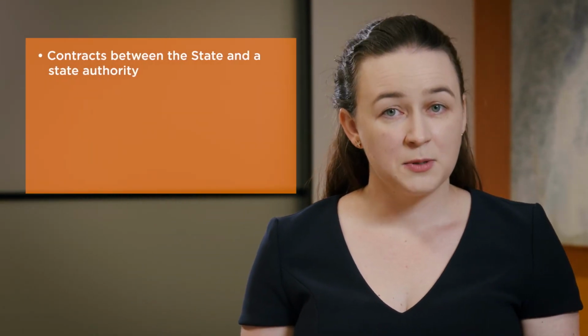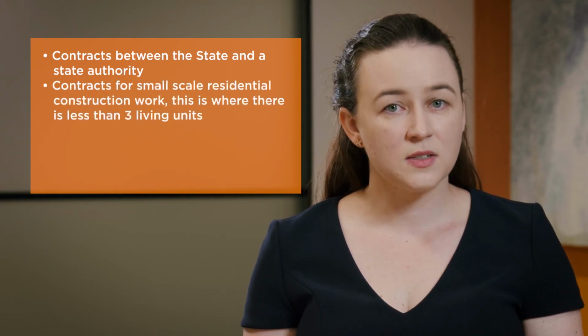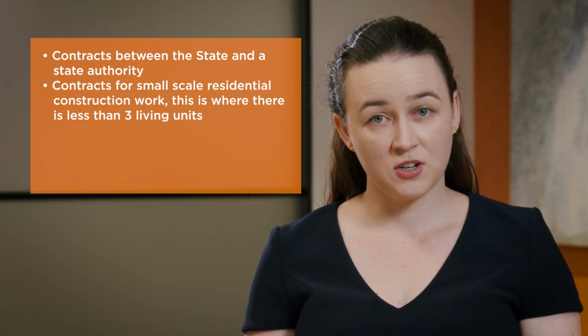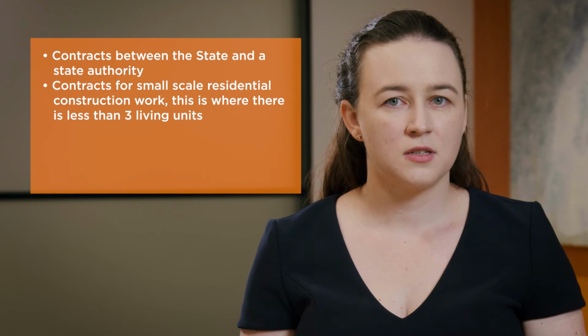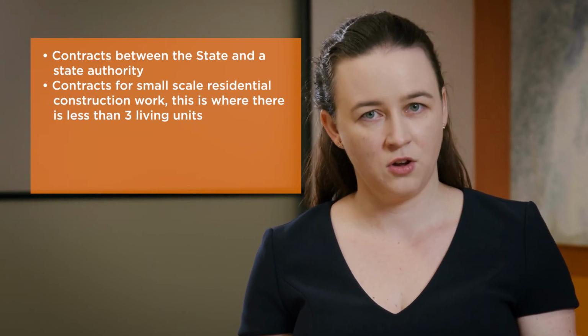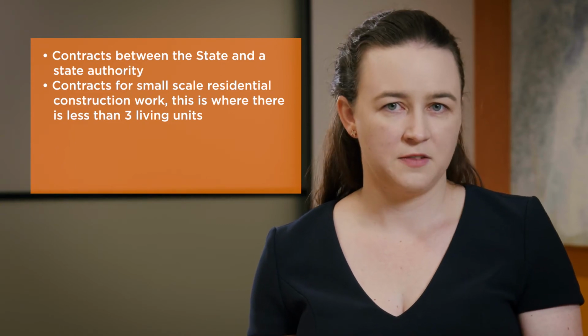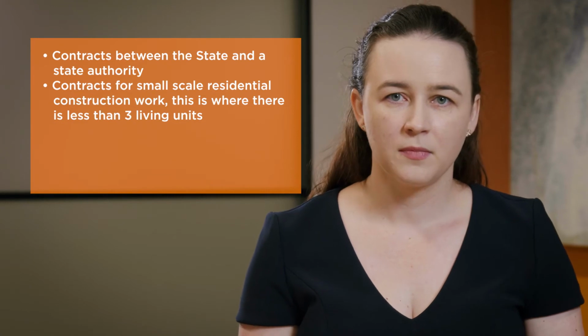But again, there are a number of exemptions to be aware of. Contracts not required to have a project trust account or a retention trust account include contracts between the state and a state authority, and contracts for small-scale residential construction work. This is where there are less than 3 living units. So for example, a single house is classified as a single living unit. A duplex would be classified as 2 living units, and both of these would be exempt.